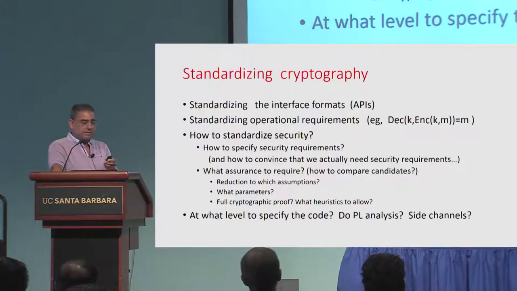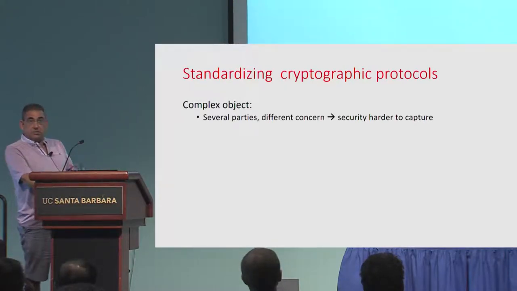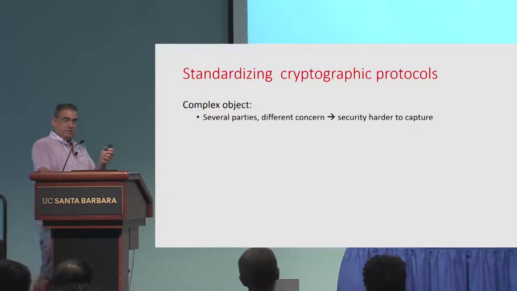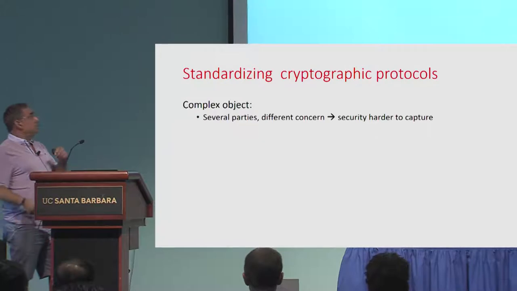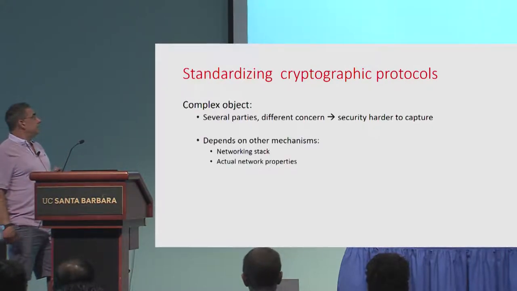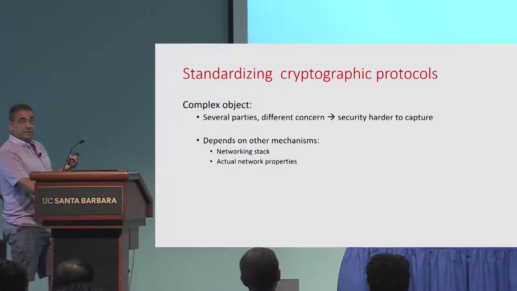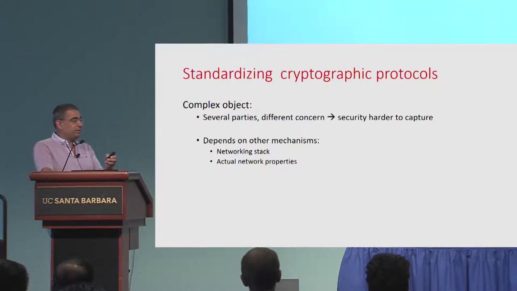So standardizing crypto is really far from trivial, even for very simple things, to do it right. And standardizing protocols is even more so, because protocols are really complex objects and not just simple schemes. Encryption and signatures are not simple by any way, but protocols are even more complex. There are several parties, different concerns, and it's hard to capture security. It's not clear how to do that right and how to standardize, compare and benchmark protocols. And it also depends on other mechanisms. You always depend on other things lower than you in the stack, but since protocols are higher in the stack, they depend on more stuff: the networking stack and also the actual network you work in, because it's distributed. So again, how do you think about all those things?